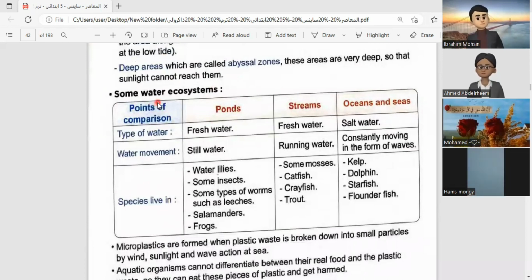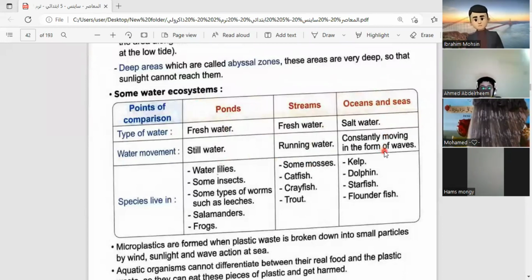Okay, some water ecosystems. We have here a comparison between ponds, streams, and oceans and seas. Type of water: ponds have fresh water, streams also have fresh water, but oceans and seas have salt water. Water movement: ponds have still water, streams have running water, and oceans and seas are constantly moving in the form of waves.